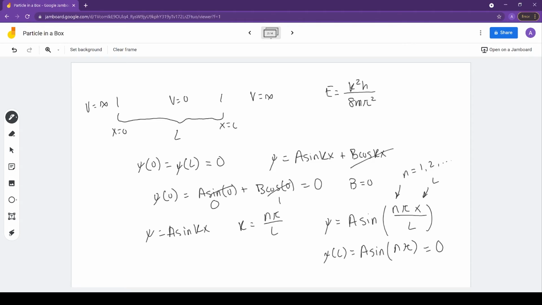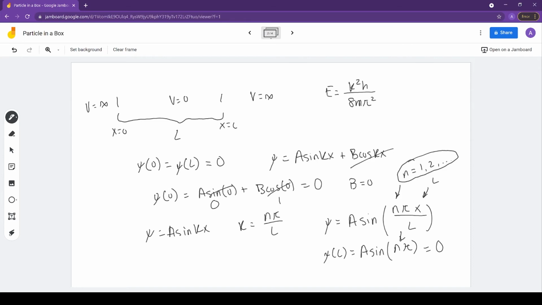We also want to note that n cannot equal 0. If n equals 0, then our psi will equal 0 for all x. That doesn't make any sense, because that means there's no probability that the particle is in the box at all, which means that the particle is not in the box. So note that our n must be a positive integer, 1, 2, 3, etc.